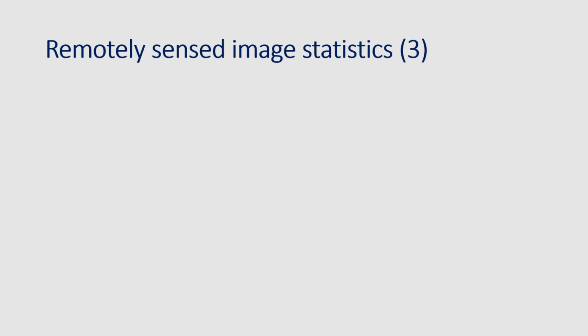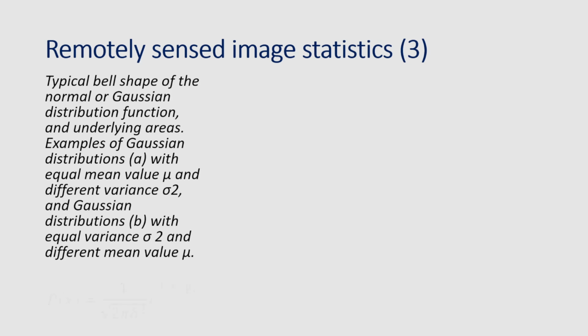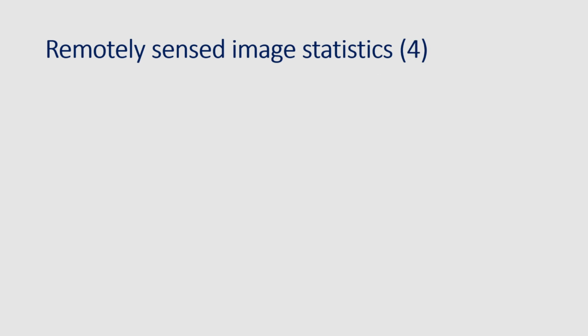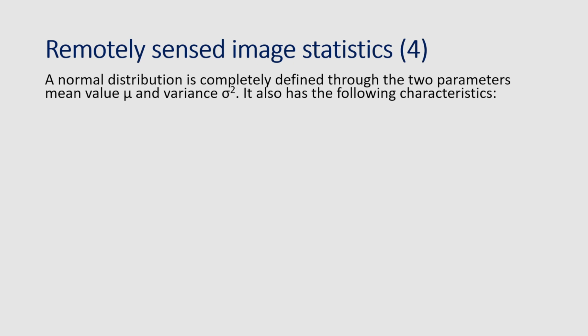Remotely Sensed Image Statistics. 3. Typical bell shape of the normal or Gaussian distribution function, and underlying areas. Examples of Gaussian distributions: A, with equal mean value and different variance sigma squared, and Gaussian distributions, B, with equal variance sigma squared and different mean value. Remotely Sensed Image Statistics. 4. A normal distribution is completely defined through the two parameters mean value and variance sigma squared.